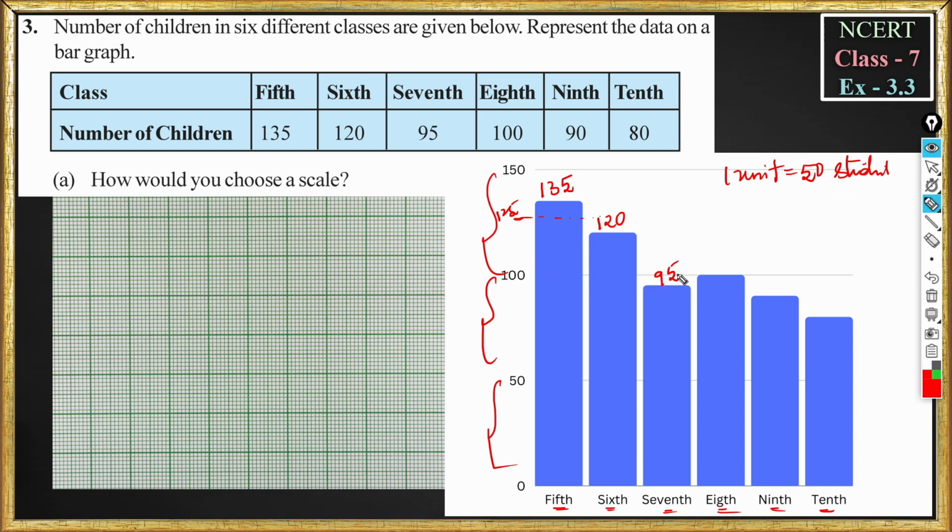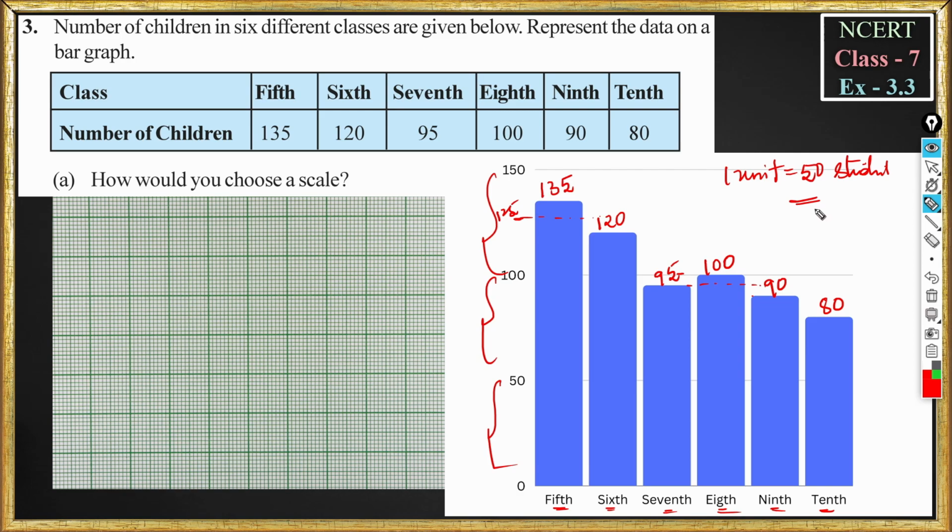So 100 is this point, right? So 95 is less than 100. And 8th is exactly 100. 9th is 90. That means it should be less than 95. So this is 90. And 80 is 10 less than 90. So this we got by drawing 1 unit equal to 50 students.